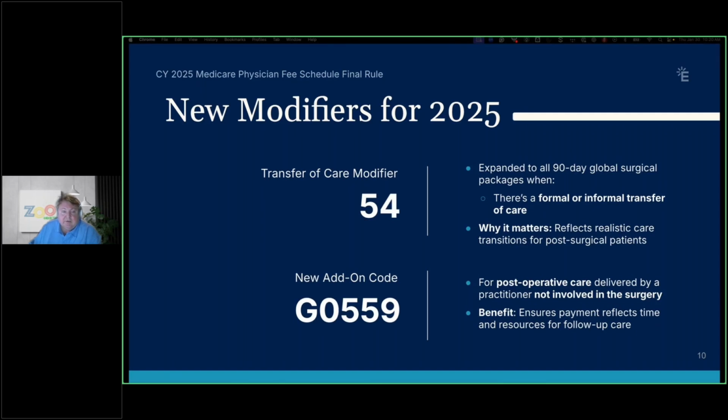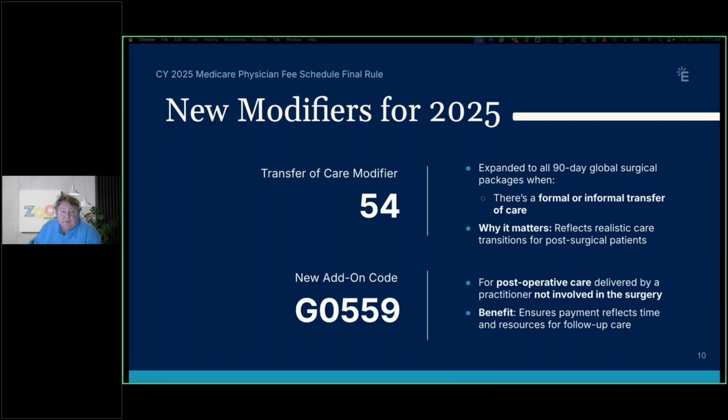The code captures the complexity of these visits, including reviewing surgical notes, examining the patient for procedure-specific complications, communicating with the operating surgeon as needed. By documenting these extra steps, you ensure proper reimbursement for the care you provide. When can you use it?